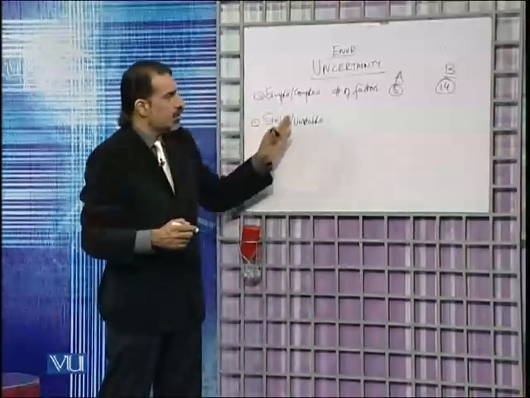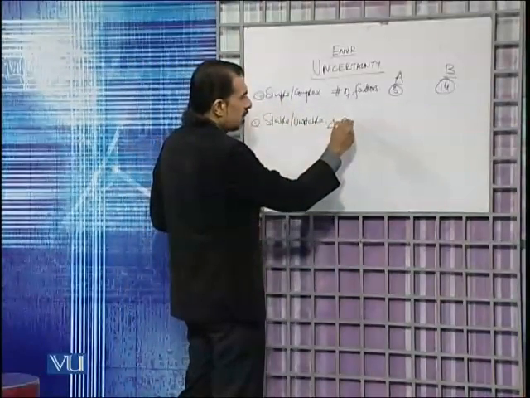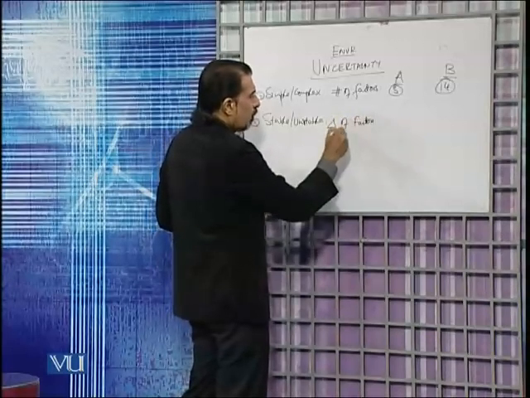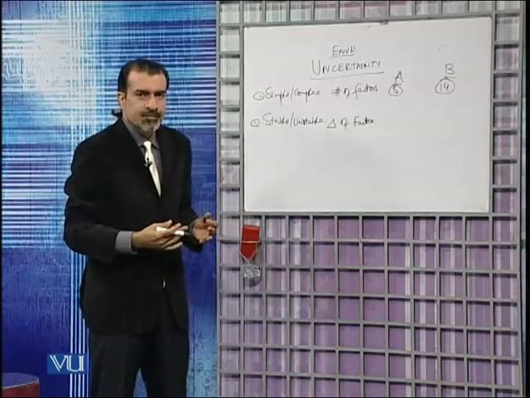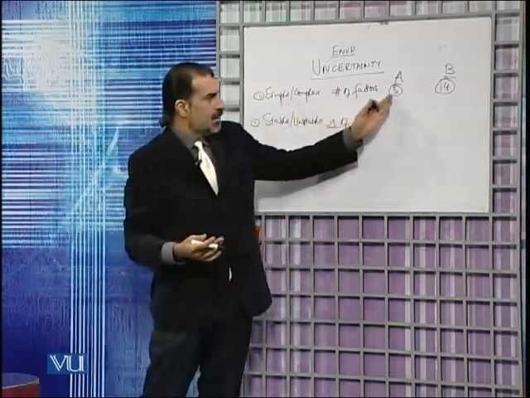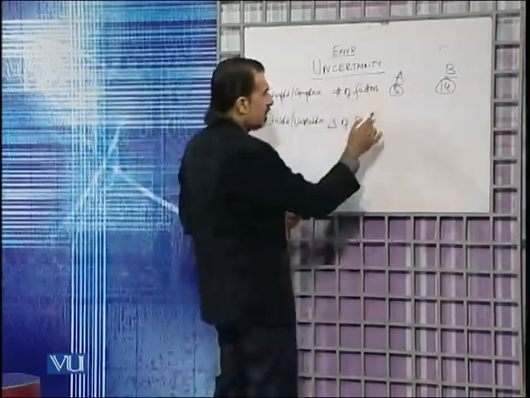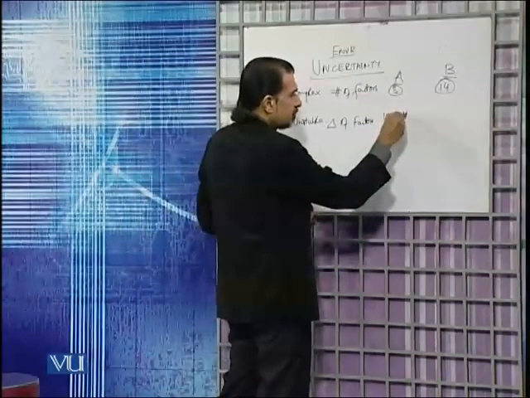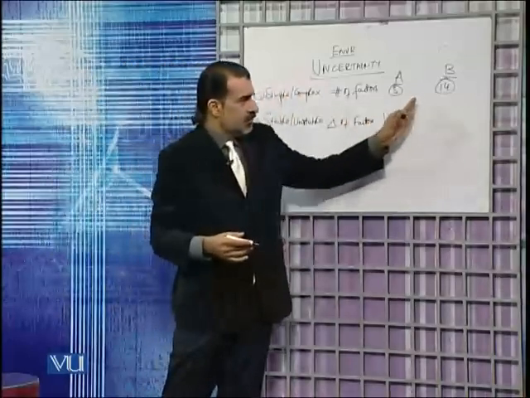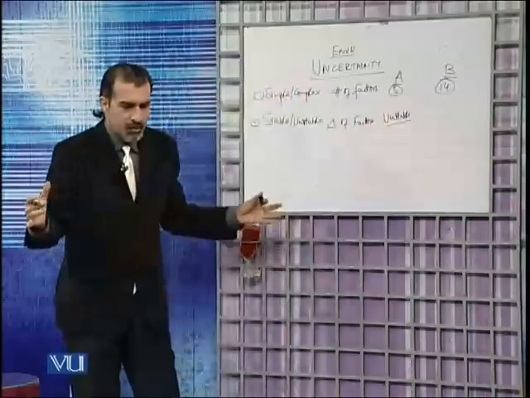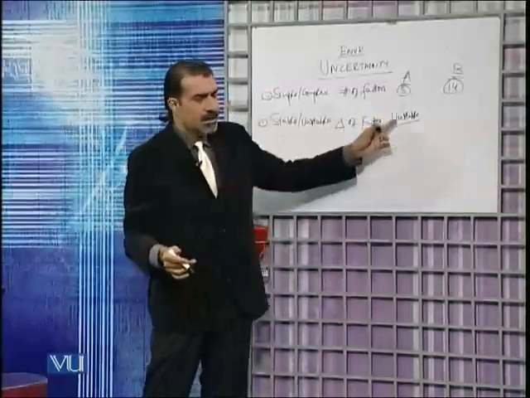Stability and instability does not depend on the number of factors, but it depends on the rate of change of these factors. At what rate do they change? If these factors change very quickly, for example, company A has only 5 factors, but they change very quickly, so we will then say that company A's environment is unstable. And company B has a complex environment because there are more factors acting on it, but maybe they don't change that quickly as in the case of company A.